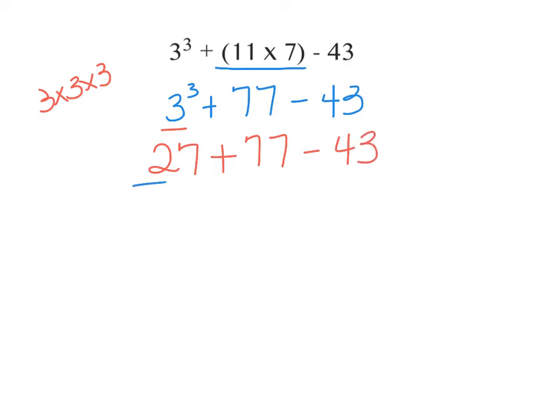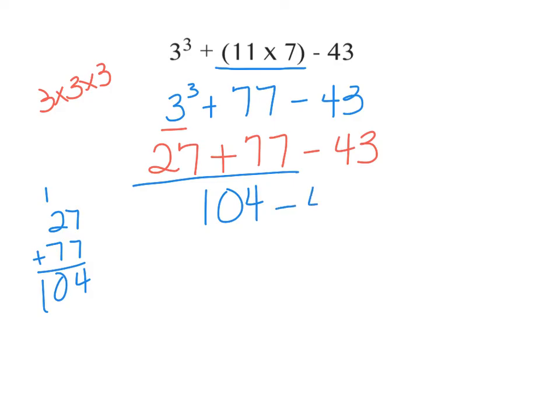And then I'm going to add before I subtract because it comes first left to right. And again, if you need to see that so you can regroup, write it on the side. 27 plus 77. Here's my 14. I'm regrouping. And I have 10. So that's going to be 104 minus 43. And then I just have to subtract. And again, write it on the side if you need to so that you can do that regrouping and get your subtraction correct. You don't want to lose points making addition and subtraction errors.